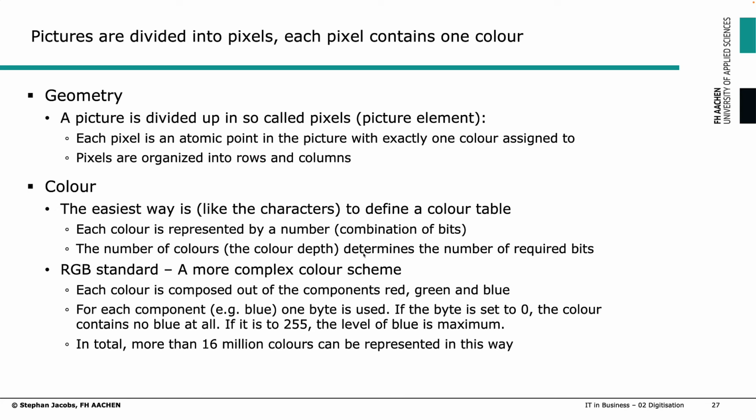And for each component, for example red or blue, 1 byte is used. So 1 byte, 8 bits, 2 to the power of 8, gives 256 different values starting from 0 going up to 255. And as we have these 3 different basic colors, R, G and B, we have 3 bytes, which means we can compose roughly 16 million colors in this way.